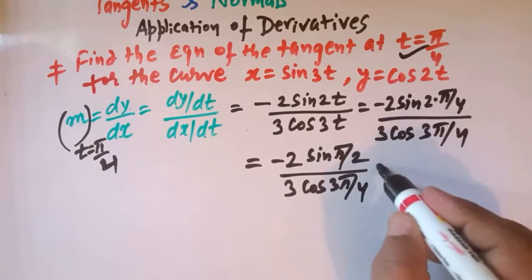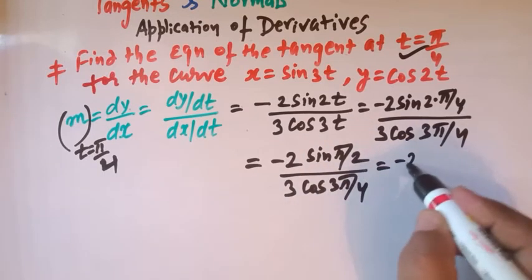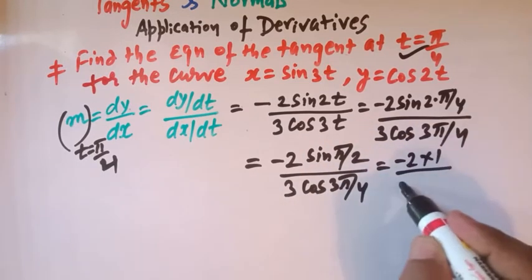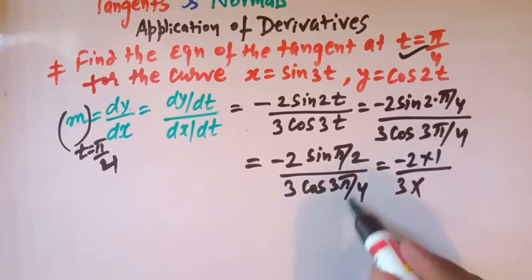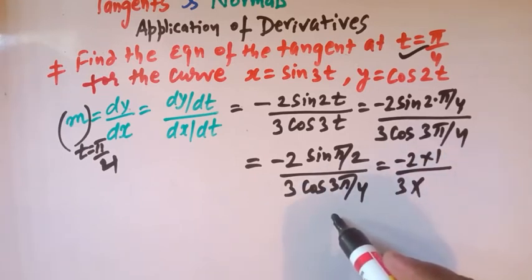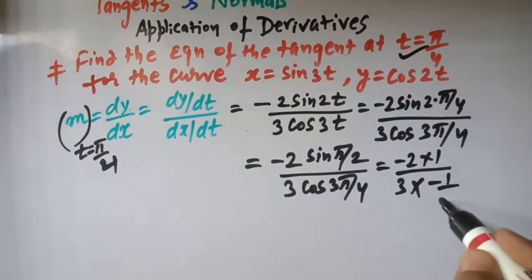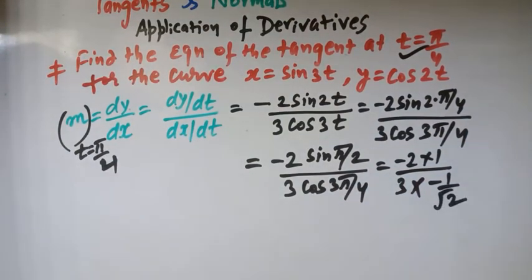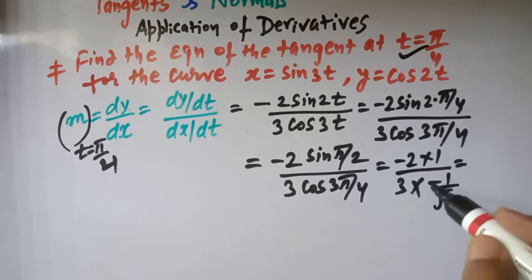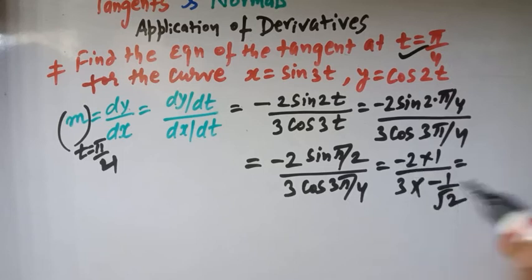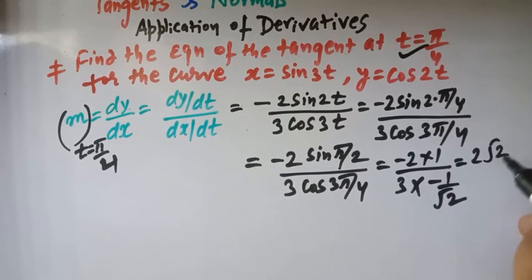Now the value of sine pi by 2 is 1, so this is minus 2 into 1 and 3 multiplied. The value of cos 3 pi by 4 is minus 1 over root 2. Clear? So we'll simplify this. This minus and minus get cancelled, and we have 2 root 2 over 3. Clear?